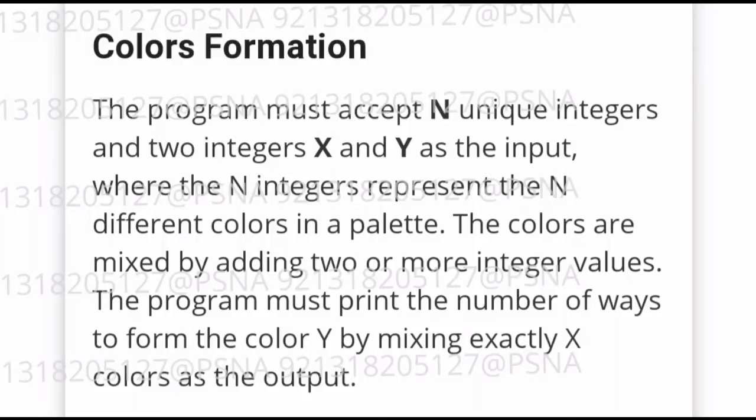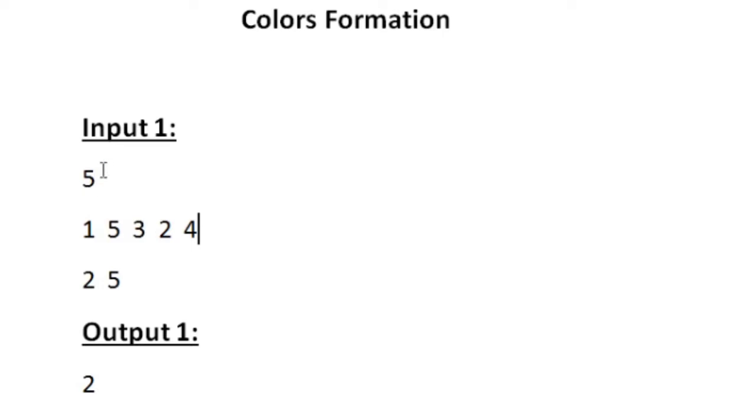This is the question asked in today's SkillTrack daily challenge. In the first line of input, we are given the value of n and then we are given n integers, and the value of a and b as input. Here the value of a is equal to 2 and b is equal to 5.